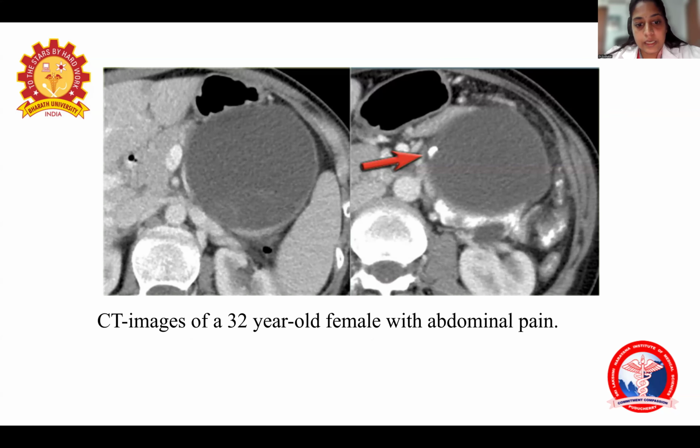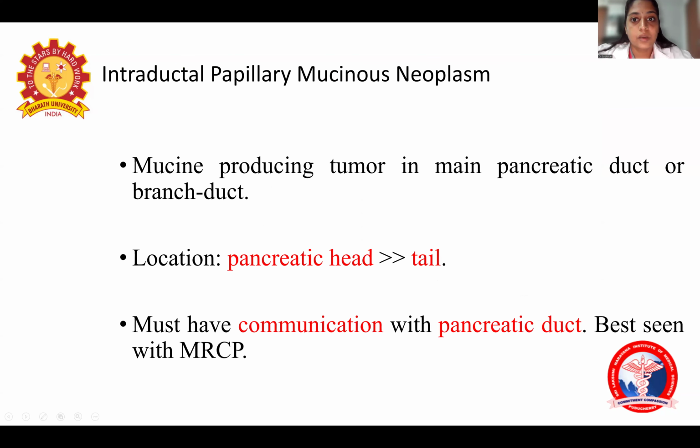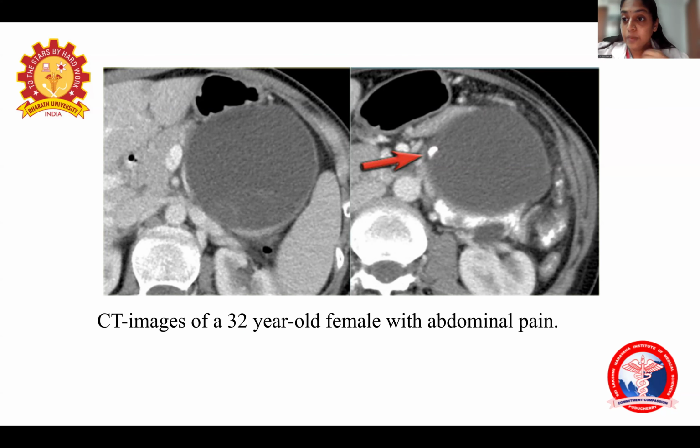So this is a CT image of a 32-year-old female with abdominal pain. You all can see that it is a contrast image. There is a large cystic lesion here. You may all think that it can be a pseudocyst. If it can be a pseudocyst, we are keeping the differentials open. You can also see that there is a big chunk of calcification here on the cyst wall. So it can be a pseudocyst or an intraductal papillary mucinous neoplasm. No. It can be a mucinous neoplasm.